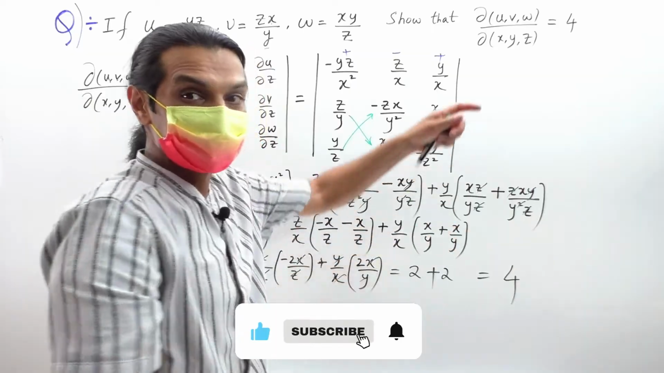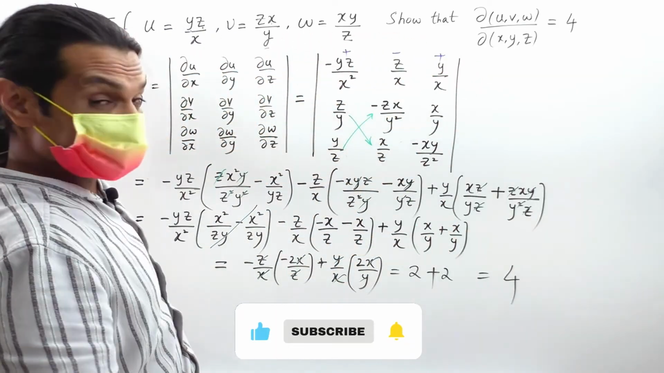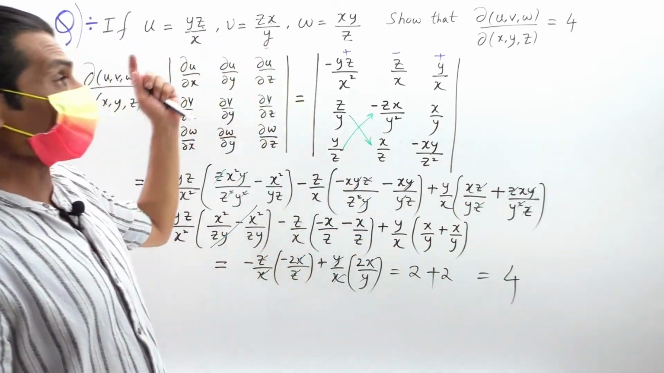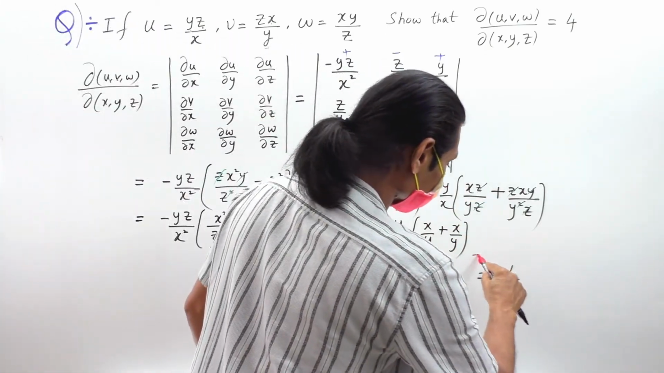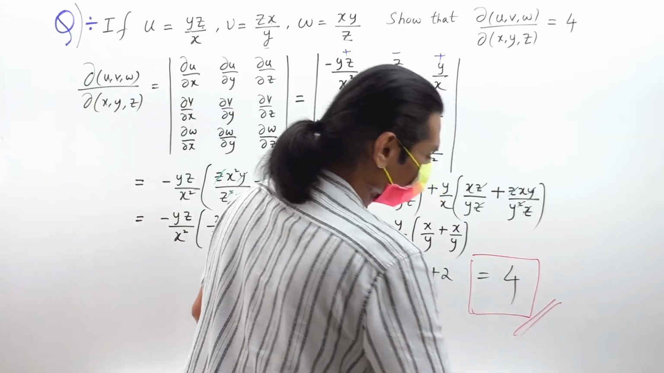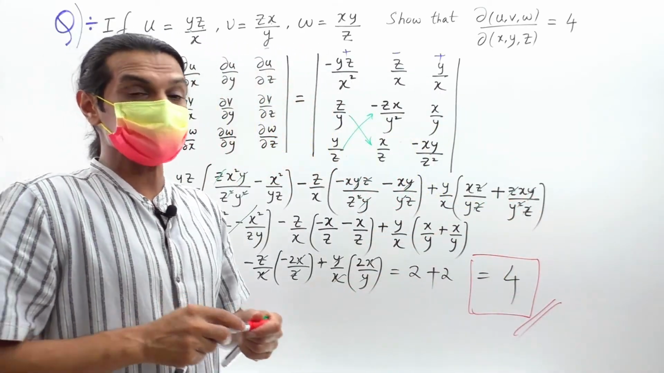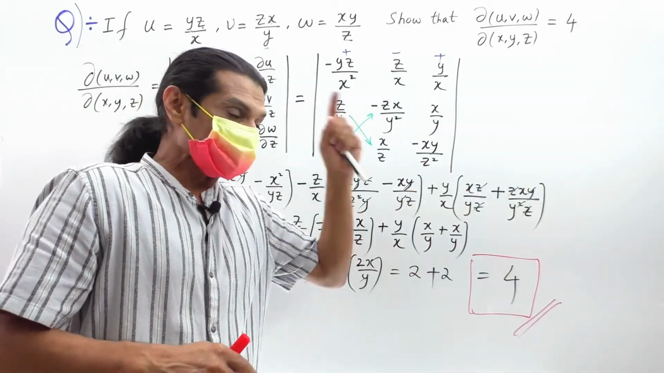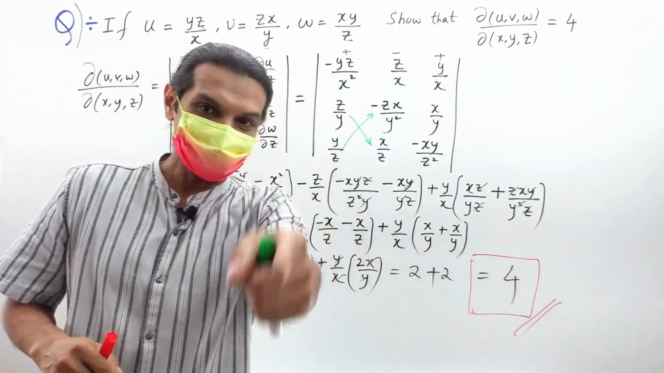So we have proved that for this question, ∂(u,v,w)/∂(x,y,z), that is the Jacobian, is nothing but equal to how much? 4. That is a beautiful solution and a compulsory asked question in the examination. So please practice it so that you become perfect.